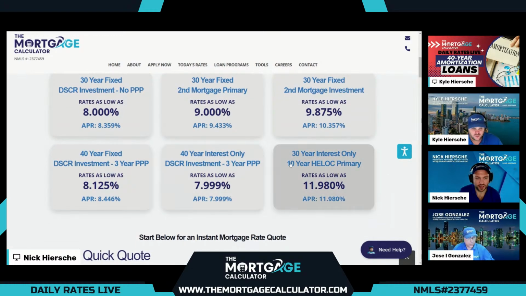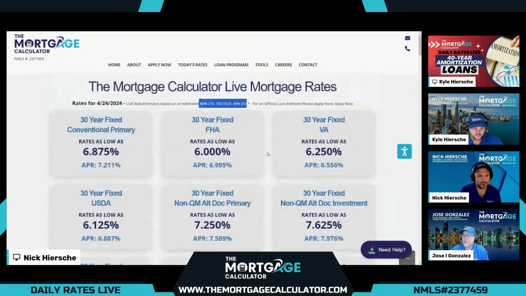And the HELOC option, 30-year interest only, 10-year HELOC comes in at 11.98. So all kinds of different options here that we have for our borrowers, just a different way to display them with the same scenario, 80% loan to value, 20% down payment, 760 FICO, 40% DTI. That way we could get some of the best pricing for all the different options here. So that's just a different way to display it. Hopefully that makes sense for everybody as well.